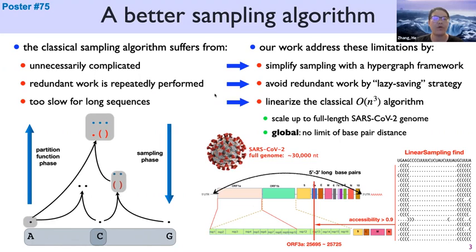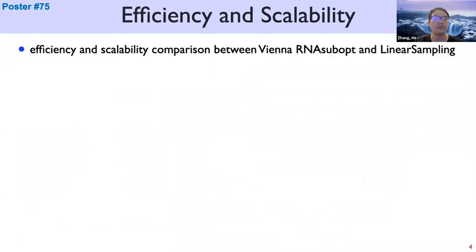Different from local folding algorithms, we don't have any limit of base pairing distance. For example, many of our sample structures have long interactions between 5' and 3' ends, which are typical for mRNAs. We compare the efficiency and scalability between linear sampling and Vienna RNA subopt, a widely used sampling tool, on a dataset up to 30,000 nucleotides.